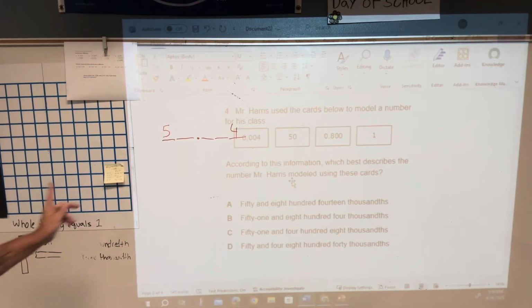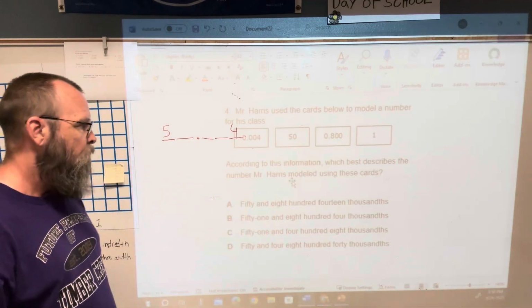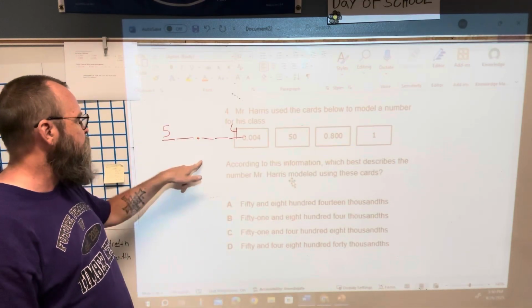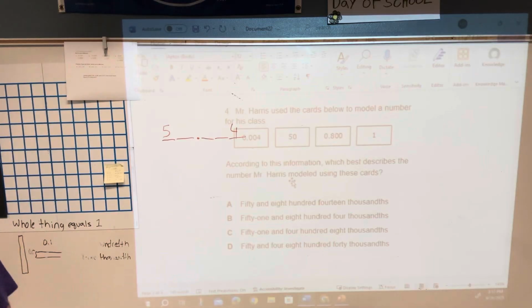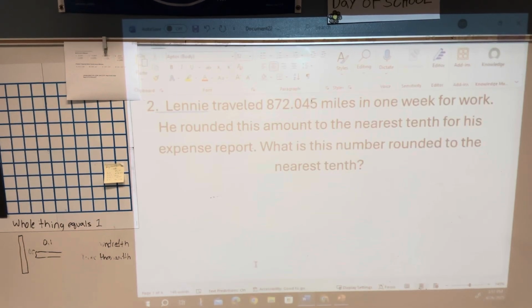But then, once you have it written in standard form, you've got to figure out which of these works. We know it goes out to the thousandths, so my answer choice needs to say thousandths. And we know it's 50 something and, so it's got to say 50 something and. It can't say 50 and, it's got to say 50 something and, which eliminates 2 of your answer choices for you there.